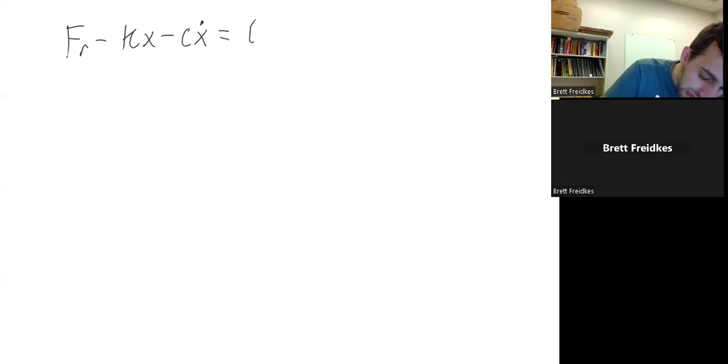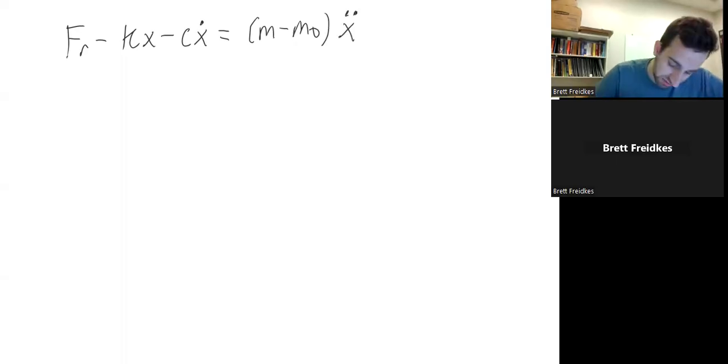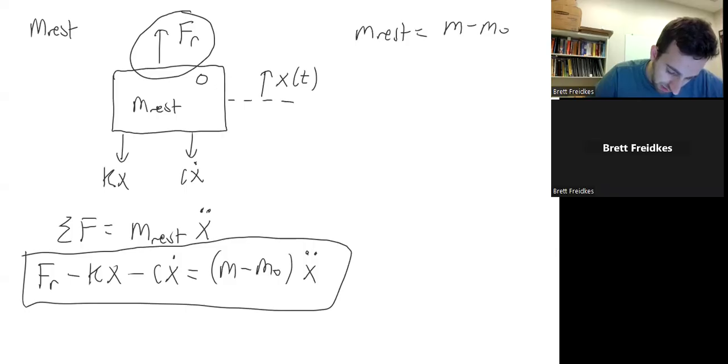That is equal to (M minus m naught) x double dot. Double check that I did that right. (M minus m naught) x double dot. Negative spring force, negative damping, Fr going up. That seems right.